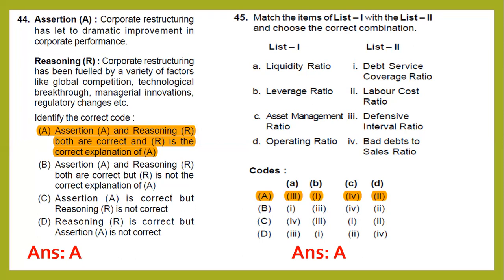For 45th question, here it is related to match the following, list 1 versus list 2. The correct option is A. For liquidity ratio, it is 3, defensive interval ratio. For leverage ratio, it is 1, debt service coverage ratio. For asset management ratio, it is 4, bad debts to sales ratio. For operating ratio, it is 2, labor cost ratio. So correct option is A.